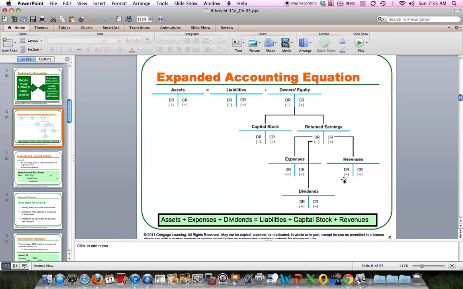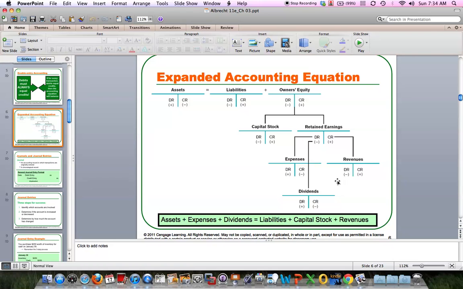For every revenue, there's an expense. Sometimes you can't make a direct correlation, but you can say that for every revenue, there's an expense to be incurred. So expenses are the opposite of revenues with the rules of debit and credit. A debit is a plus, so debits increase expenses, credits reduce expenses, opposite of revenues.